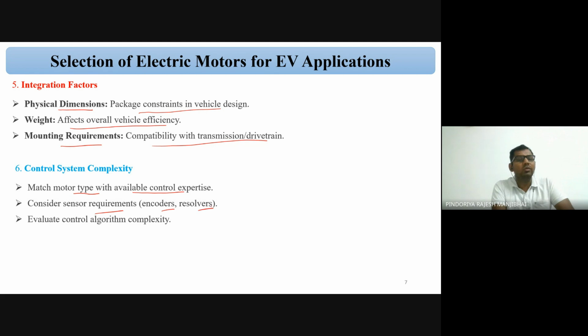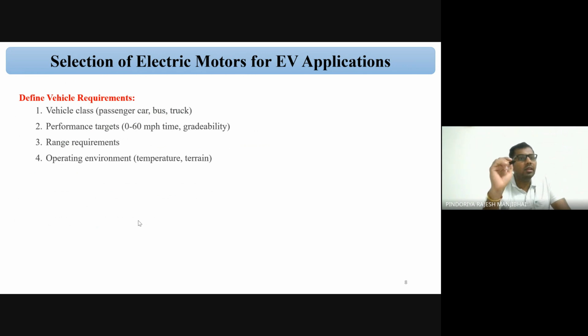There is an encoder, for example. Which type of sensor you use to control the speed of the motor. Correct? Evaluate the control algorithm. Which type of control algorithm do you use? Maybe direct control algorithm, maybe sensorless algorithm, maybe AI based algorithm. Which type of control algorithm you use for controlling your motor. In today's class we will see the control algorithms, correct? Various types of control algorithms, and that is the last topic of this unit. Okay.